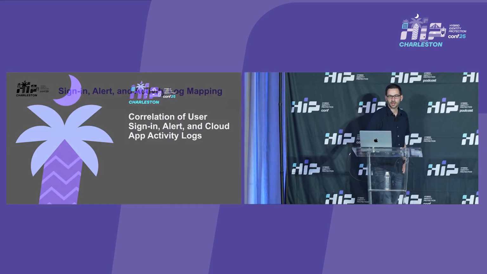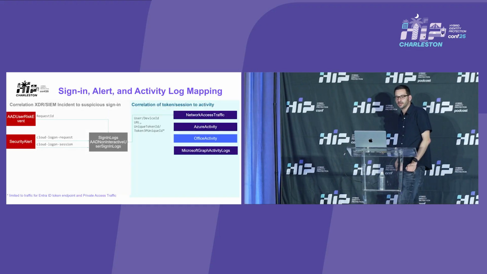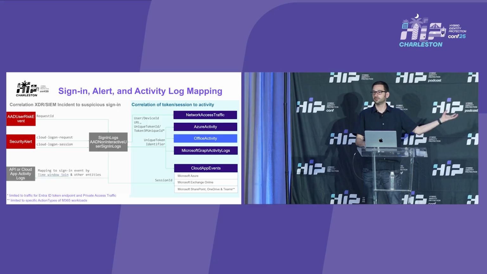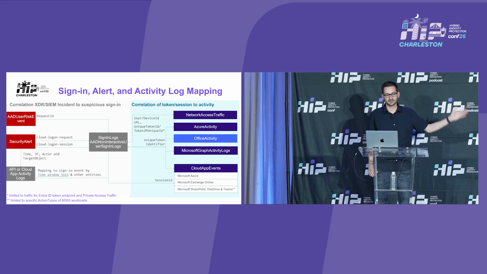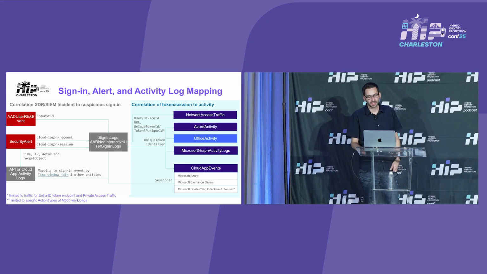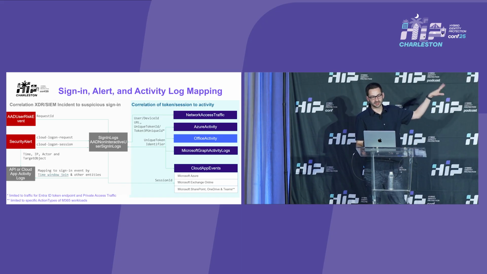So let's have a look how I did that one. This is the whole correlation work that I did over the last month. We have the request ID from identity protection. We have security alerts in XDR, including the request and session ID. We can use those to have a mapping to the sign-in log. The sign-in log includes the unique token ID. We can have the mapping to Global Secure Access.